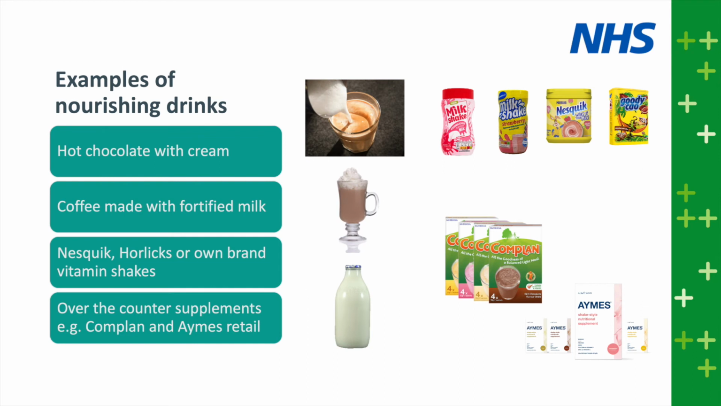Other examples of nourishing drinks include hot chocolate made with whole milk, perhaps with cream added. Coffee, so instead of adding a dash of milk or having it black, try and have it with fortified whole milk, so a bit like a latte. You could then use Nesquik, Horlicks, or own brand vitamin shakes as a base for a nourishing drink. So, this is where you can make them up with full fat milk, perhaps adding in some ice cream or even some pureed fruit for extra nourishment. Or alternatively, you can buy over the counter supplements such as Complan and Aymes Retail.